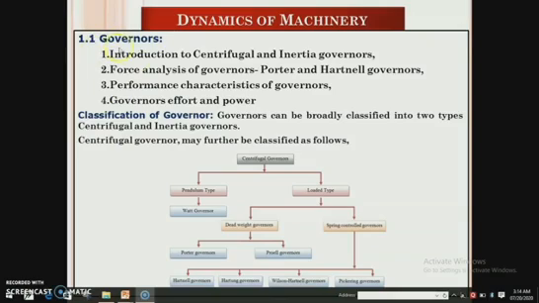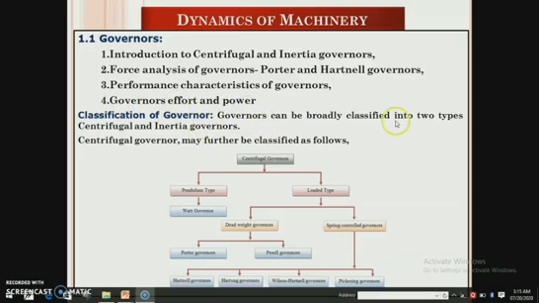Under governors, we'll discuss the introduction to centrifugal and inertia governors, then force analysis of governors. It includes Porter and Hartnell governor. Next, performance characteristics of governors. Then governors effort and power. Then the classification of governor.